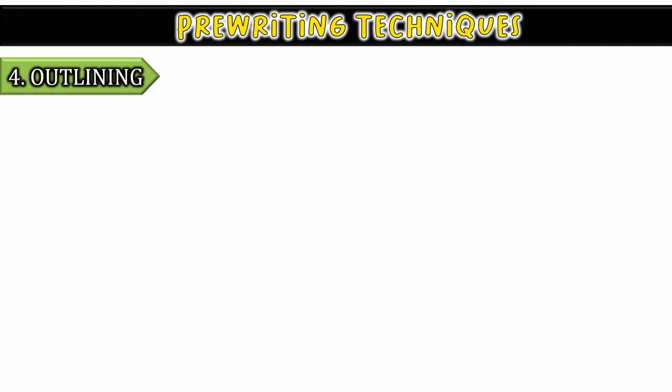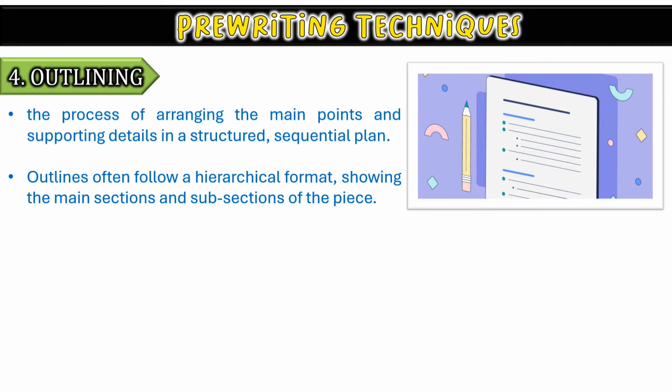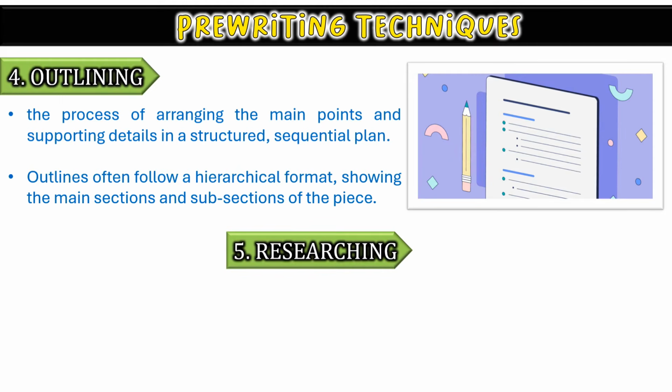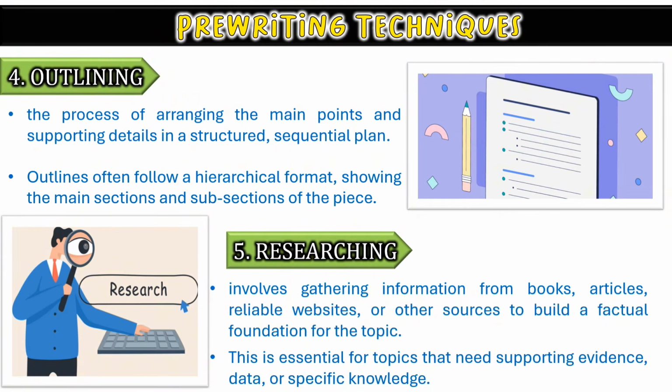4. Outlining. It is the process of arranging the main points and supporting details in a structured, sequential plan. Outlines often follow a hierarchical format, showing the main sections and subsections of the piece. And 5. Researching. Researching involves gathering information from various sources related to the topic. This is essential if the topic requires factual support, expert opinions, or background knowledge.